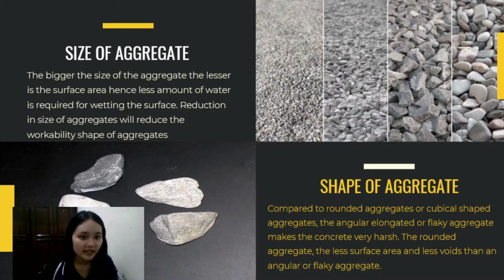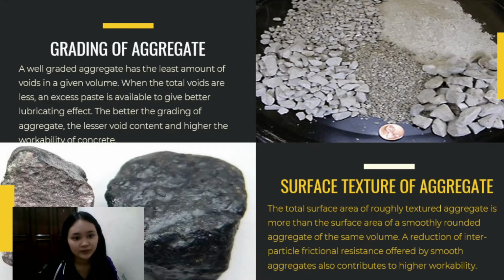Shape of aggregate. Compared sa rounded or cubical shaped aggregates, the angular, elongated, or flaky aggregates will make the concrete very harsh. Thus, rounded aggregates will have better workability since rounded aggregates has reduced frictional resistance. This is due to the rounded aggregates having less surface area and less voids kaysa sa angular or flaky aggregates.